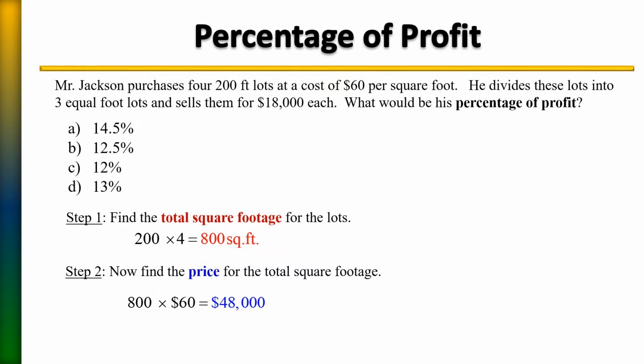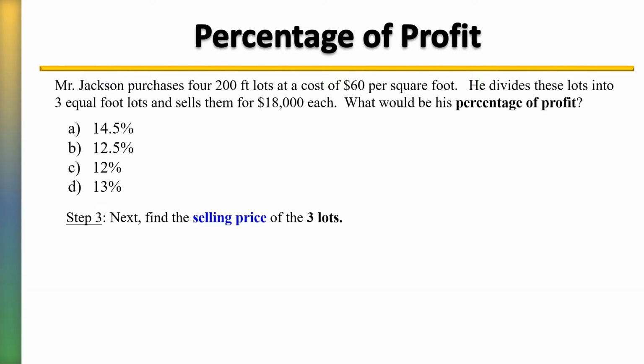Now the next thing we're going to do is find the selling price for the 3 lots. Well, Mr. Jackson took those lots and divided them into 3 equal parts and sold them for $18,000 each.